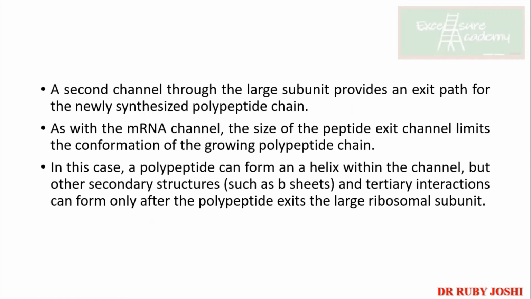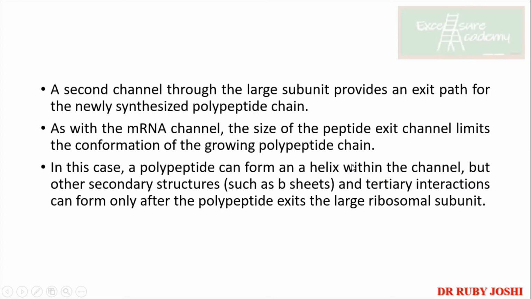So obviously, right? So धीरे धीरे जैसे ही the amino acids are getting transferred from P to A, okay, slowly it is going to grow in size. So obviously that needs to be removed from your ribosomal structure. So as with the mRNA channel, the size of the peptide channel limits the conformation of the growing polypeptide chain. So what does it mean, this sentence?